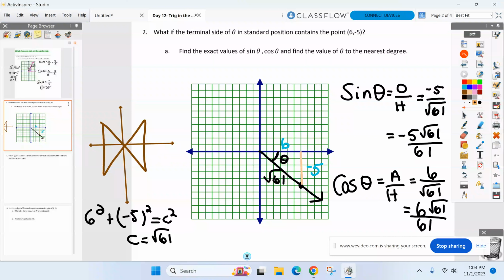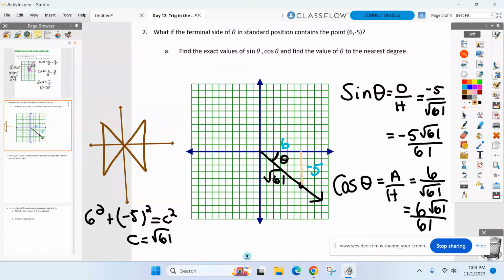Going back to Richie's comment earlier, if you did not know that that was a negative, what do you know about sine in the fourth quadrant? ASTC, what do you know about sine in the fourth? Should be negative. That's why my answer should have been negative. Okay, so it does matter there. You see why it should have been negative 5 here now? Even if you forget, you still got to remember you're finding sine in the fourth quadrant, so my answer should be negative.